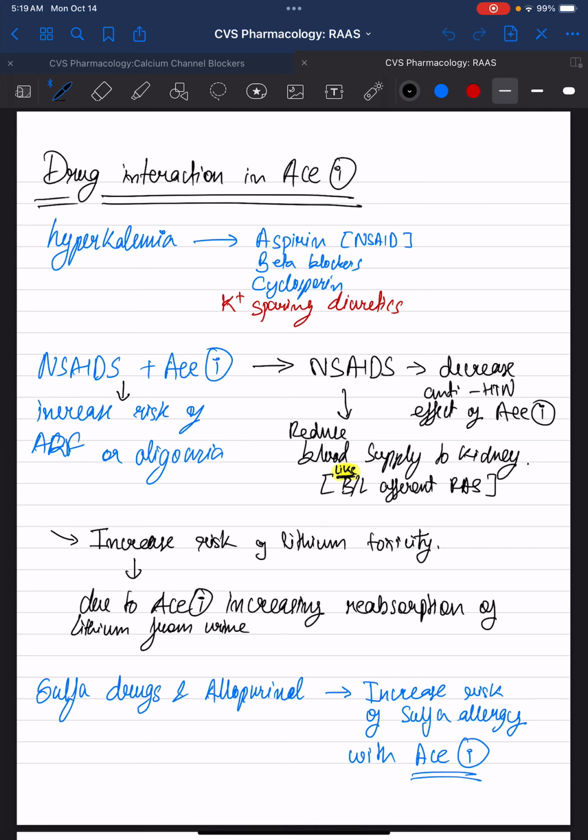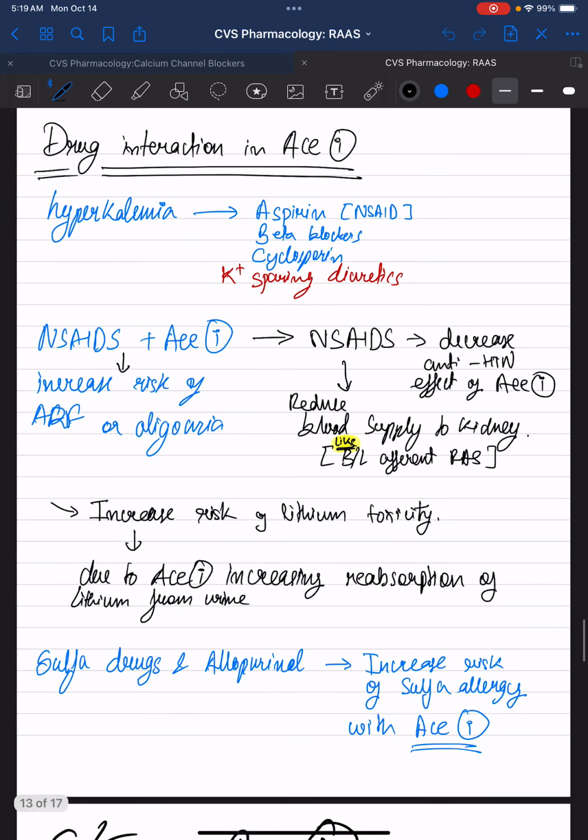What are the drug interactions of ACE inhibitors? In hyperkalemia, aspirin, beta blockers, and cyclosporin can be used, but potassium sparing diuretics cannot be used because ACE inhibitors also cause hyperkalemia, and as we know, potassium sparing diuretics also cause hyperkalemia.